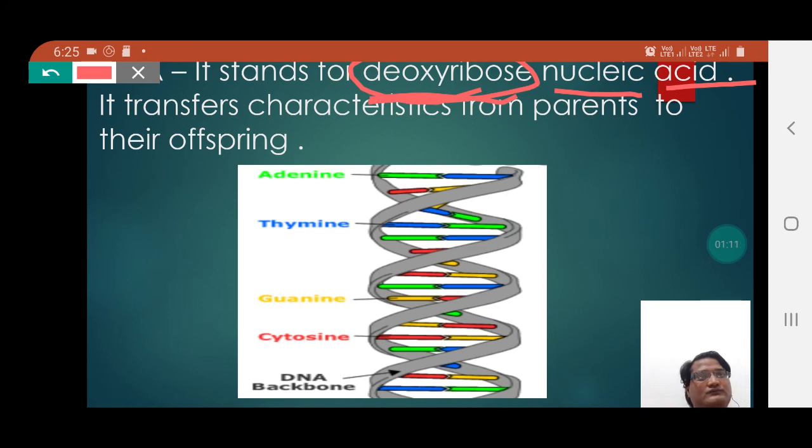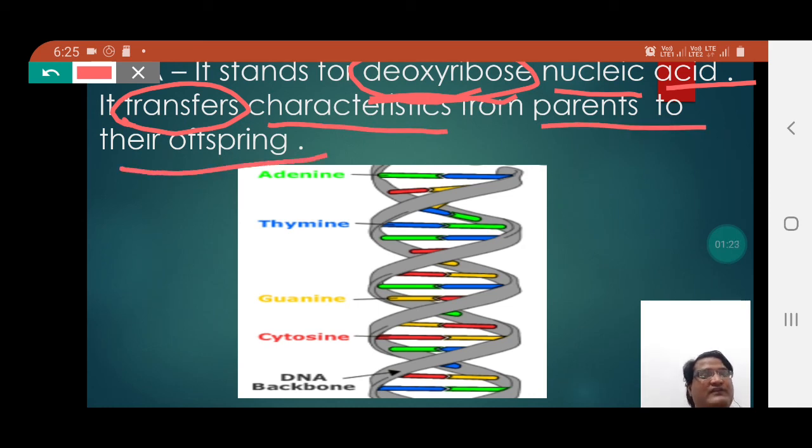Furthermore, the main function of the DNA is to transfer or transmit the characteristics from parents to their offspring. So students, there are a huge number of traits like skin color, eye color, hair color, hair pattern. These all are the traits which get transferred from the parents to their offspring.